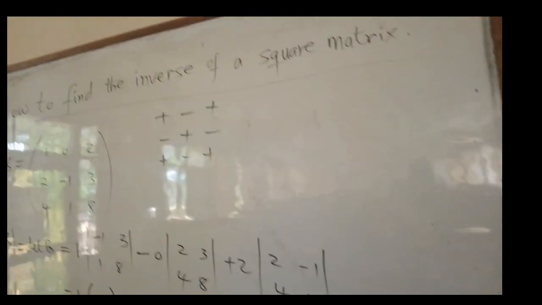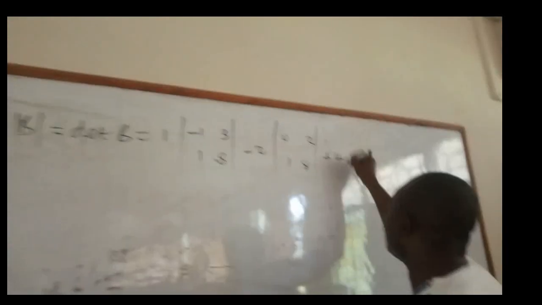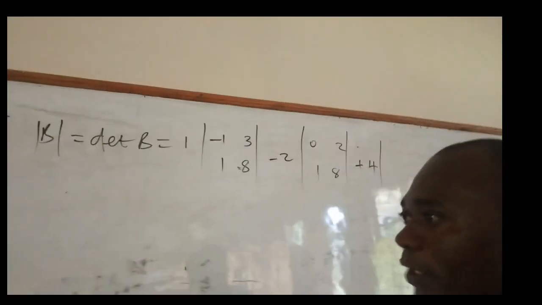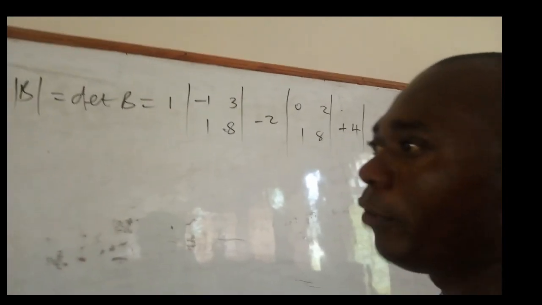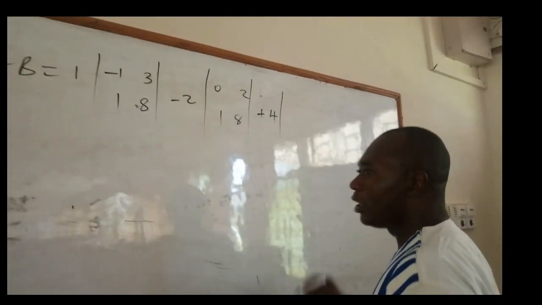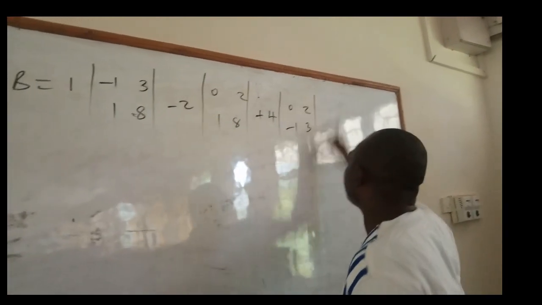And then the last one is 4. The alternating sign for 4 is positive. So plus 4. And then cross out all the elements in the third row and then the first column. When you do that, you will be left with 0, 2, negative 1, 3.